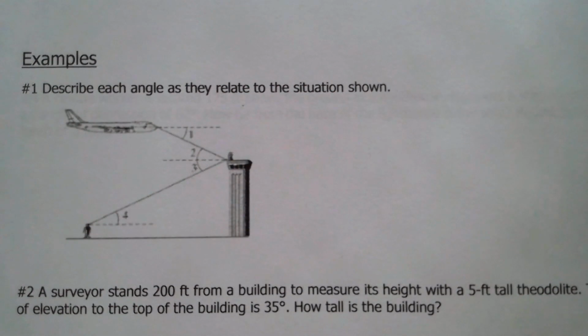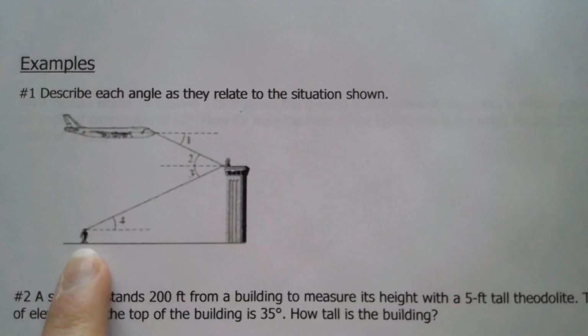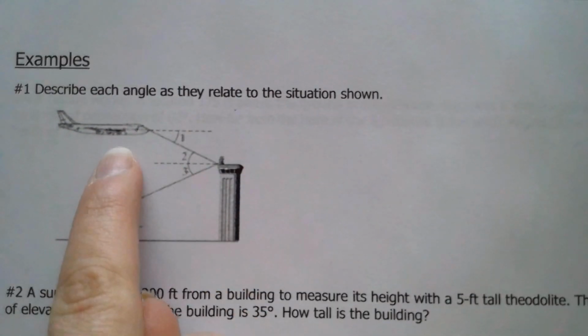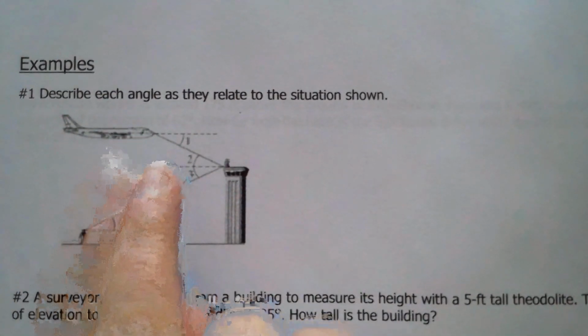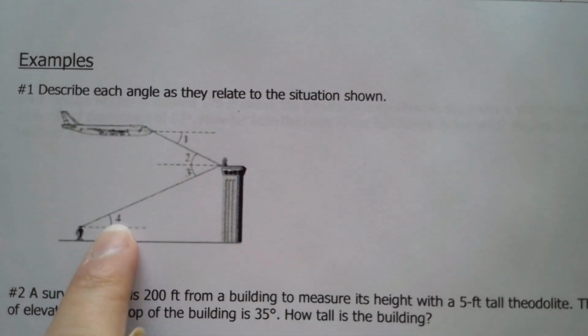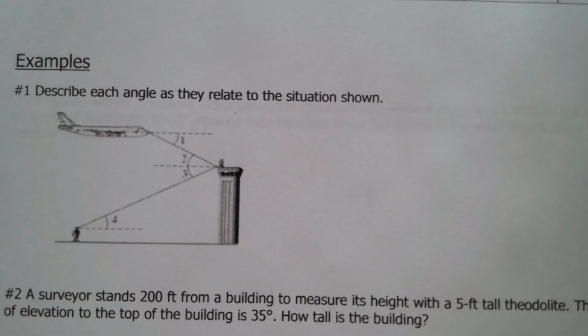This is a picture of someone on the ground level of an airport, someone at the top of the airport tower, and then someone in the airplane, probably the pilot. There are 4 angles here: angle 1, 2, 3, and 4. We are going to identify those as either an angle of elevation, an angle of depression, or neither. I will do number 1 with you.